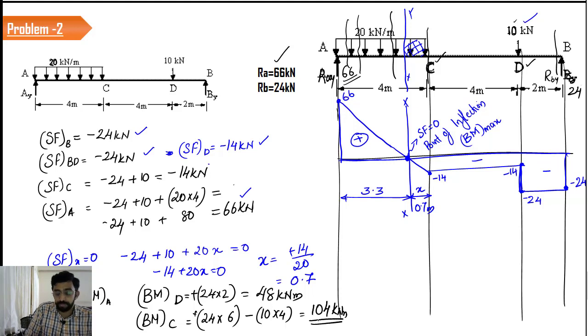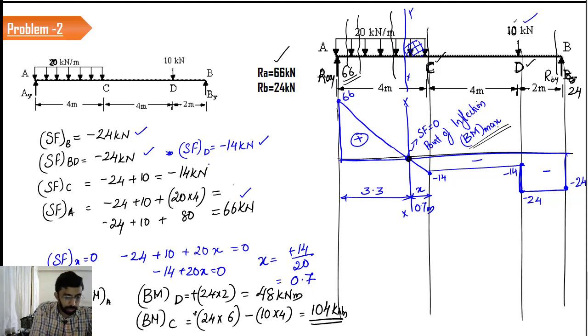This is the value. Again, we have to calculate the moment at this particular location. I will explain why we have to calculate that. Based upon the theory that we have learned, we know that the maximum value of bending moment is going to occur at this particular point. Now the question is, what if we didn't calculate the value?